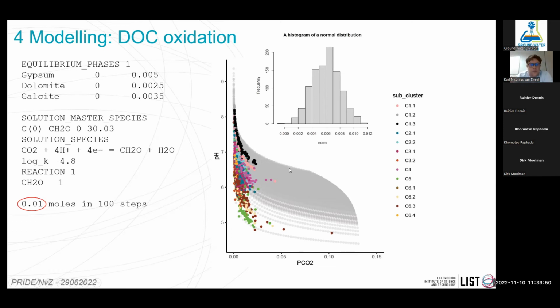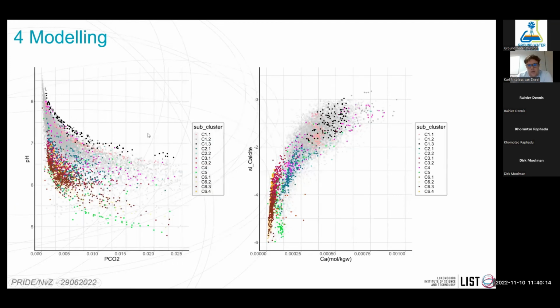But what we could do then is do away with the sequential modeling and just vary the PCO2, because we know this is related to the acetate or DOC oxidation. So if you have a normal distribution also for the PCO2, and you also have the distributions for gypsum, dolomite, and calcite, you can run a Monte Carlo simulation. I did this in PHREEQC, but with R, and I will show you in a moment how you can set this up. Running 10,000 models actually predicted the behavior really well.